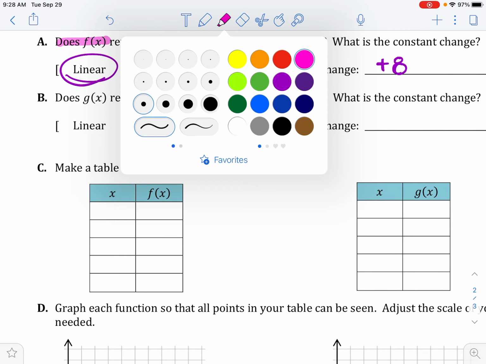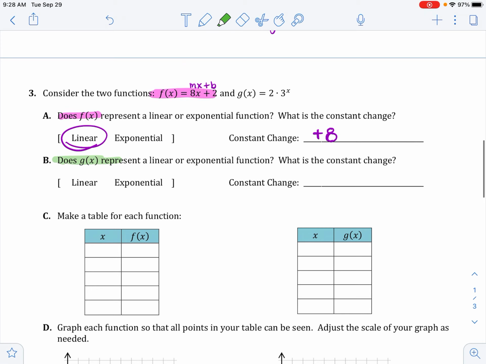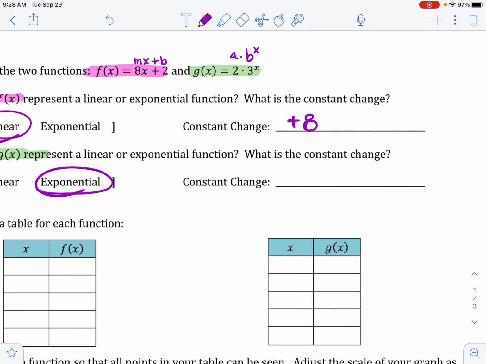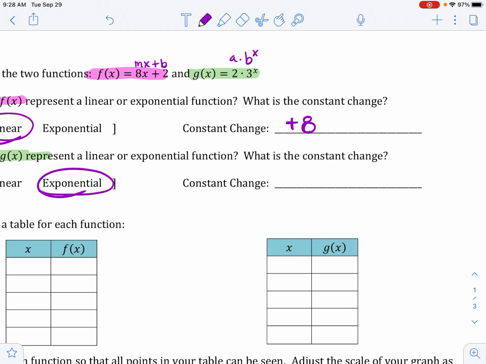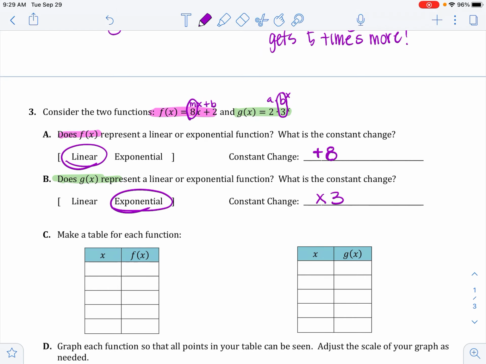The next one says, does g of x represent a linear or exponential function? So now we're looking at g of x. This is an exponential form because it's in the form y equals a times b to the x. What's my constant change? My constant change is b. So my constant change is times by 3. What you have to be careful of here is that your constant change is b with an exponential function, and here it's called m and not b, right? So that could be a little confusing for people.